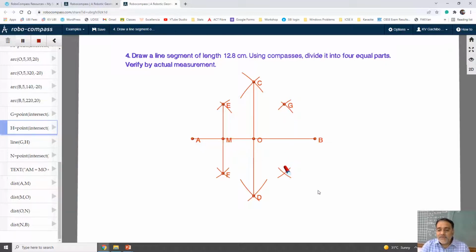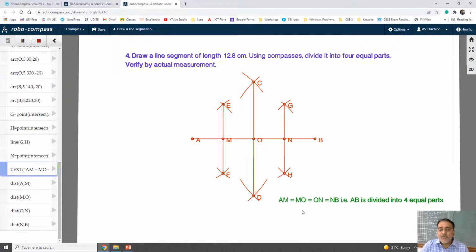ठीक है. After that we will join GH by using a ruler. GH को ruler से join कर रहे हैं हम लोग. So it will intersect OB at point N. This point is N. Now we have to verify by actual measurement. ये चारों तो equal हो गया. AB is equal to MO is equal to ON is equal to NB. That is, AB is divided into 4 equal parts.